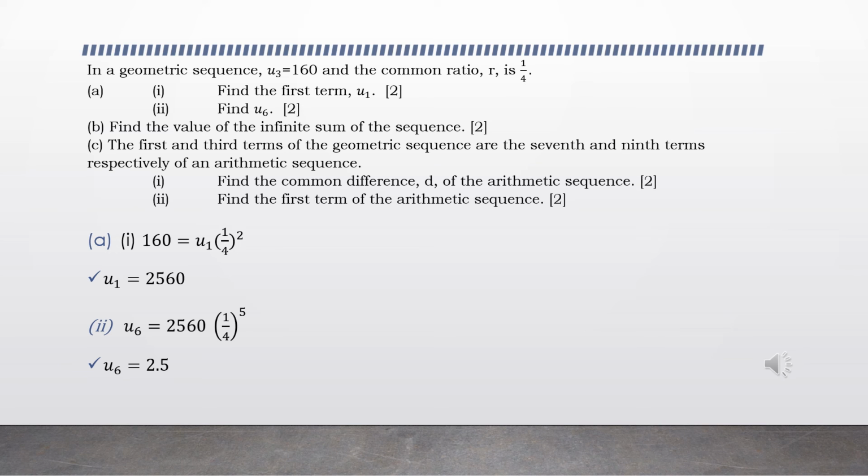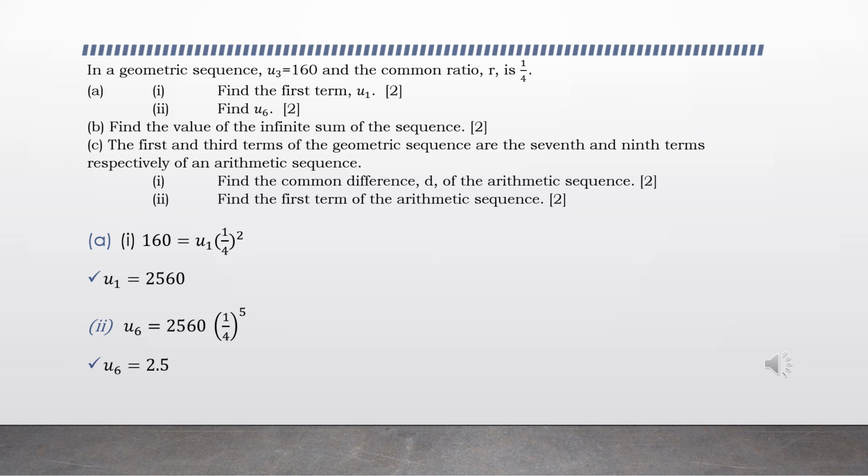In the last problem, we have a geometric sequence having the third term equal to 160 and r equal to 1/4. So to find the first term, we can make use of the general formula, which can be found in your formula booklet: u sub n equals u sub 1 times r raised to n minus 1. In the test, it is always best to write the formula before the substitution. So what I have here is a substitution of values: 160 equals u sub 1 times 1/4 raised to the second power.